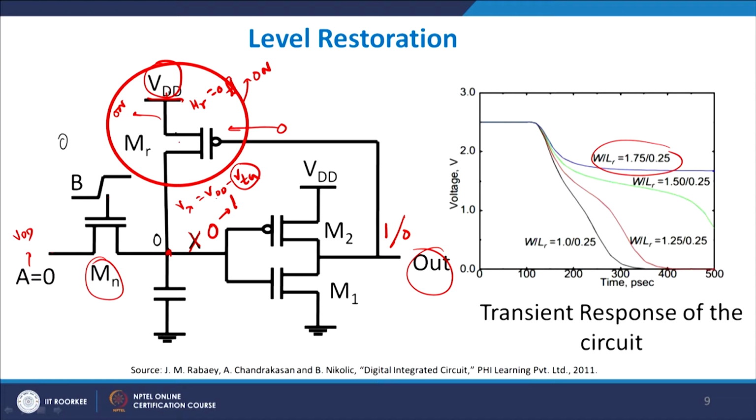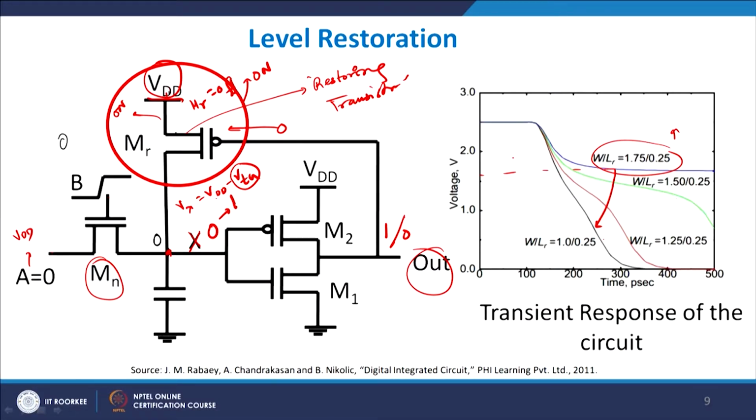You see, this is known as the restoring transistor. So, as the aspect ratio W by L of the restoring transistor is increased, which means the W is increased, the voltage level at this particular point is not allowed to fall drastically. So, when you reduce your W, it goes down to almost 0. But as you increase the value of W from 1 to 1.75 with L fixed at 0.25, the voltage is actually latched to a value of approximately 1.60 or something like this.